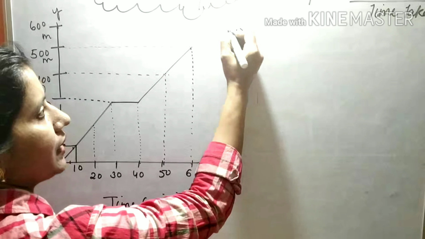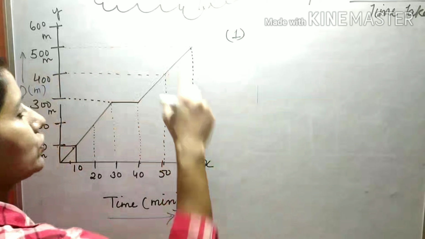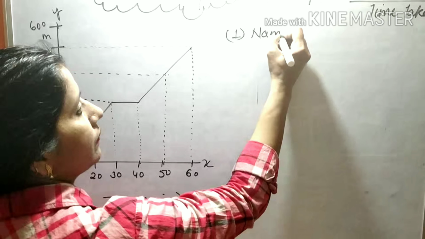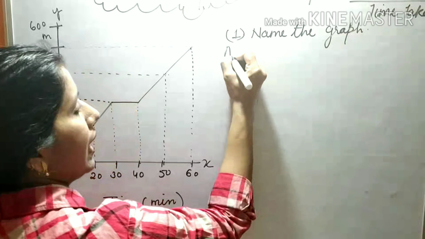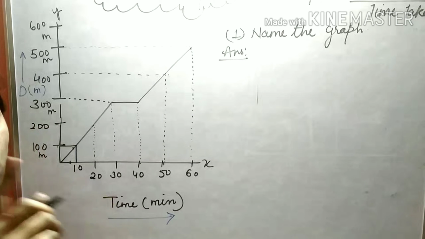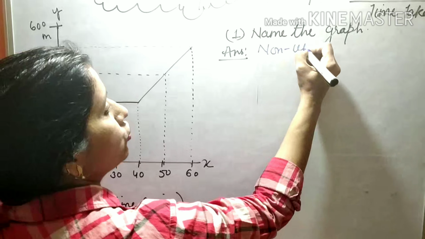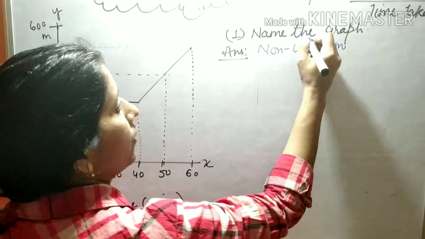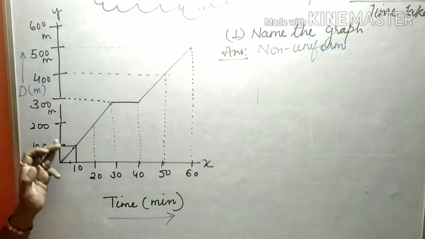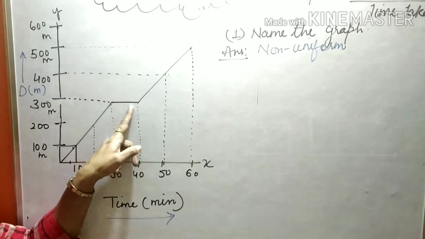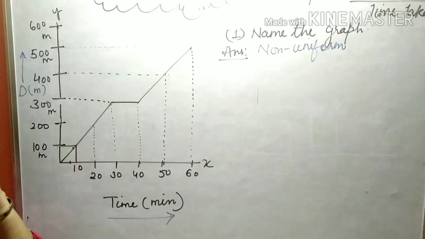The first question I am asking, if you know the answer, please write down. Can you tell me the name of the graph? Which type of graph it is? Pause the video and write down the answer. The answer is, it is non-uniform. Why is it non-uniform? Because you can see that here it is equal distance in equal interval of time, but here break लग गया ना. Fine. So it is zigzag, so it shows a non-uniform graph.